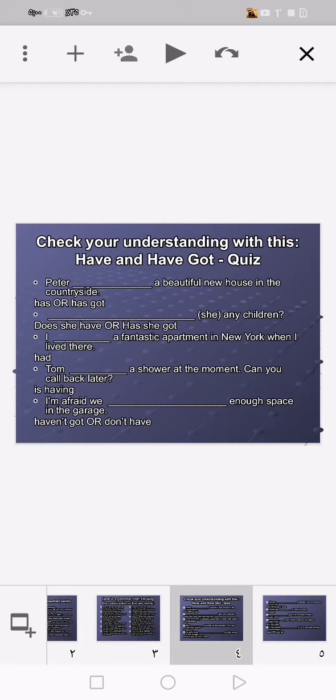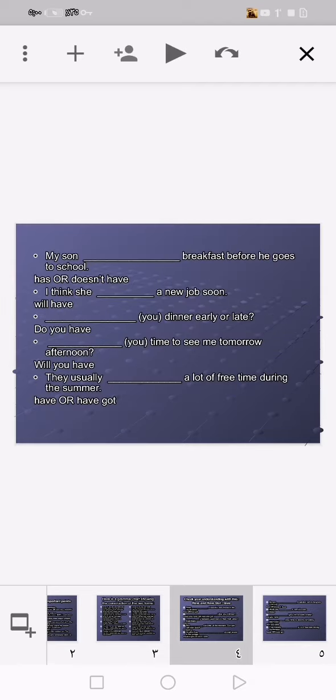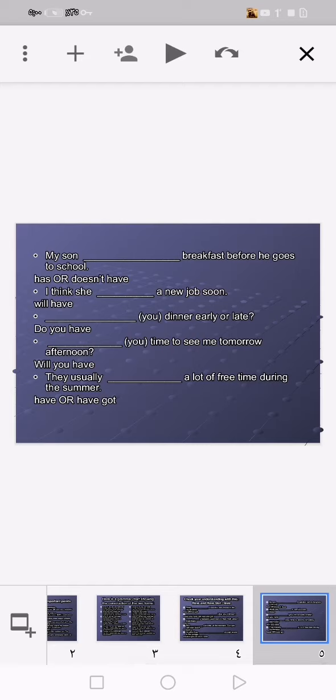I am afraid we blank enough space in the garage. The answer will be "haven't got" or "don't have". If you say "don't have" or "haven't got", both are correct. Continue. My son blank breakfast before he goes to school. You say "has breakfast" or "my son doesn't have breakfast".